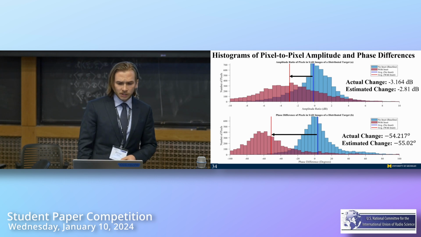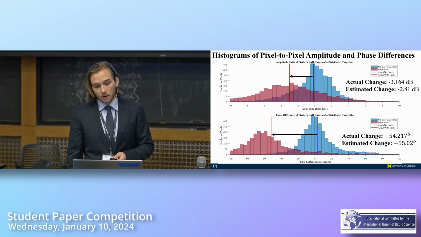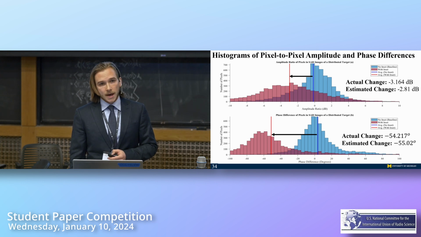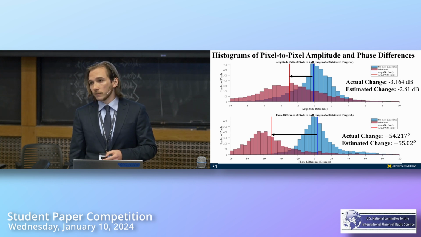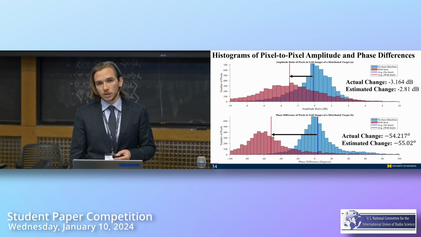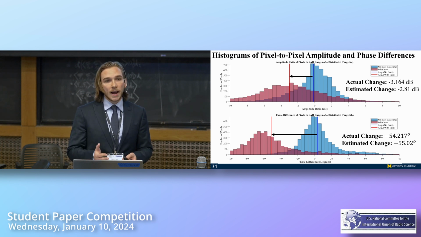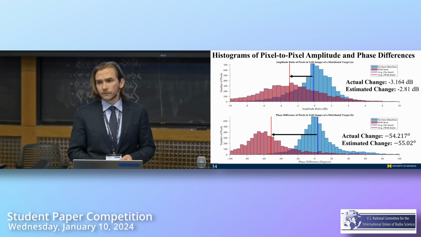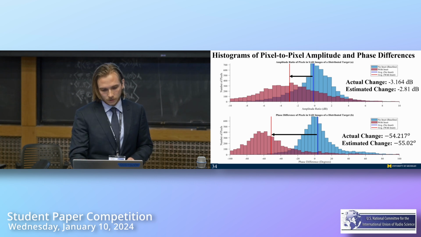mean. And so the actual change in mean was about minus 55 degrees, or the estimated change was about minus 55 degrees, and the actual change that we measured for the attenuator in isolation, averaged over the frequency bandwidth, was minus 54 degrees. So I think this shows that we were able to extract those changes to the channel imbalances. Similarly, for the amplitude ratio estimation, we had similarly close results.